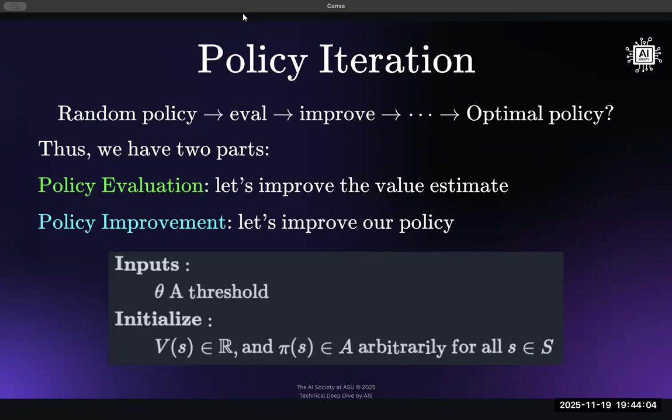And so we're going to initialize the value function with some state in the real numbers, and then some policy, which is a probability over all actions.